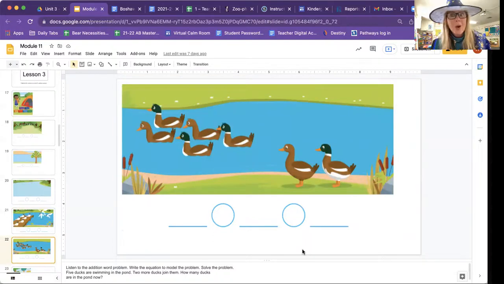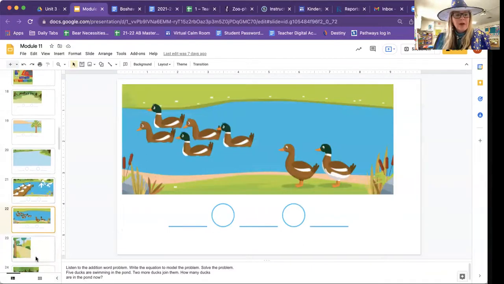I'm going to read that to you one more time. 5 ducks are in the pond. So what's your first number? And 2 more join them. So addition. 2 more, ding, ding, ding, ding, join them. How many equal? How many are there now? Pause it while you do that.